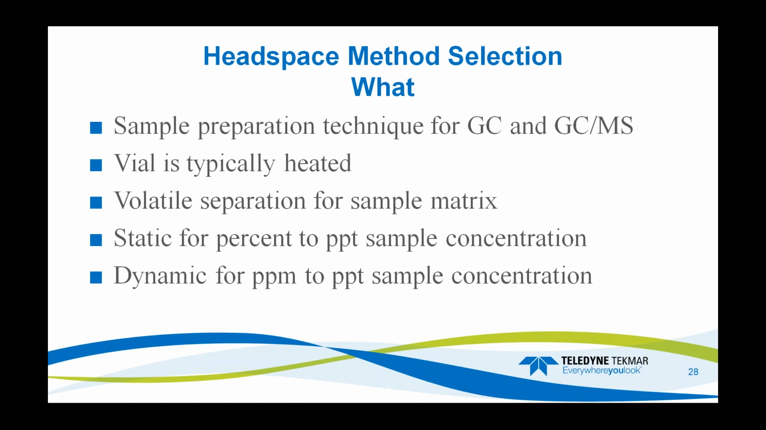Static is very useful for percent to parts per trillion sample concentrations. Some of you may think, how can you get parts per trillion with static? We have a couple application notes out there for VPH, volatile petroleum hydrocarbons, in water, where we were able to get down to parts per trillion concentrations by using SIM mass spec, looking at the specific ions for those compounds only. Dynamic is typically used when you get down to the parts per million and definitely the parts per trillion concentration.